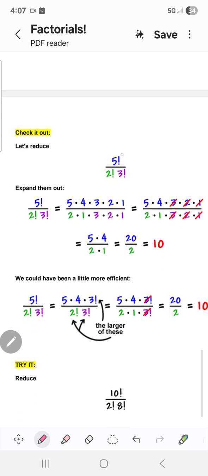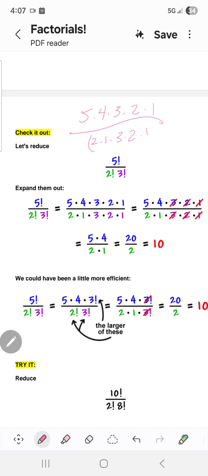How about this one? 5 factorial over 2 factorial times 3 factorial. Let's think about it. I've got 5, 4, 3, 2, 1 over 2 times 1 times 3 times 2 times 1, because this one is the 2 factorial and this one is the 3 factorial. Now, when we are trying to cancel things, we usually try to cancel the one that's the largest. So for me, I'm going to cancel the 3 factorial. So 3, 2, 1 over 3, 2, 1.